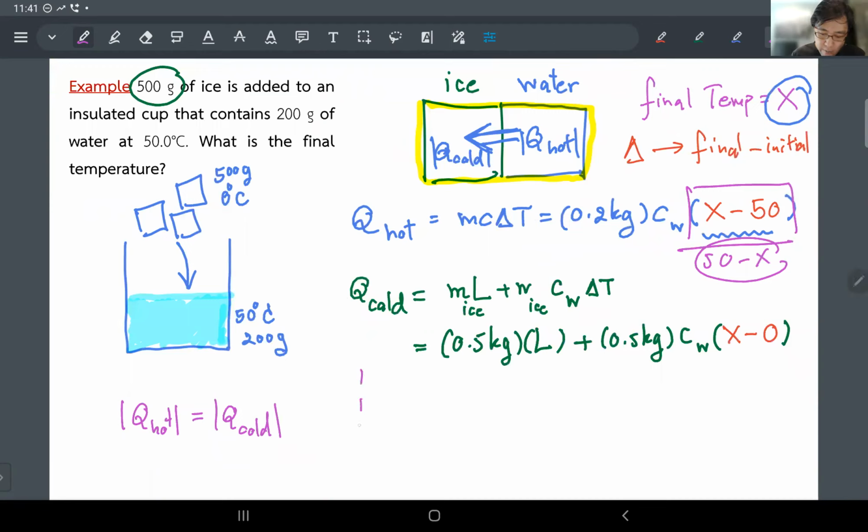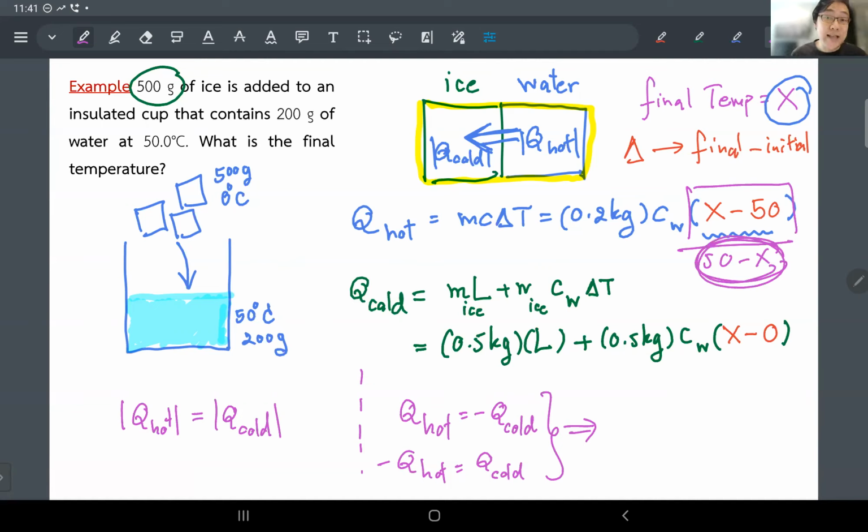Or the other way around, you can just use the second expression, just say Q hot equal to minus Q cold. Or equally, it's minus Q hot equal to Q cold, doesn't matter. But as you can see, no matter what you do, at the end, you have to flip the sign and you end up with 50 minus X anyway. Does that come full circle here? I hope so.